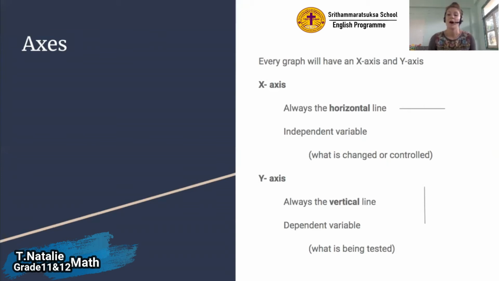And then our y-axis is always going to be the vertical line. That is the up and down line, vertical. And this is a dependent variable. That is what we are testing. So there are lots of examples for that. If you were looking at acceleration of a car over time, you would have time in your x-axis and acceleration in your y-axis, right? We're testing the acceleration, we're not testing time.